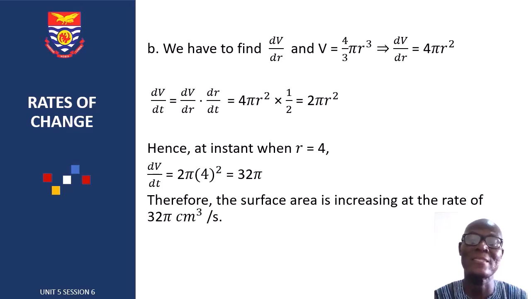Now, at the instant when r is equal to 4, we substitute r = 4 into dV/dt, which gives dV/dt to be 2π(4)², which simplifies to 32π. And we can now say that the volume is increasing at the rate of 32π cm³ per second.